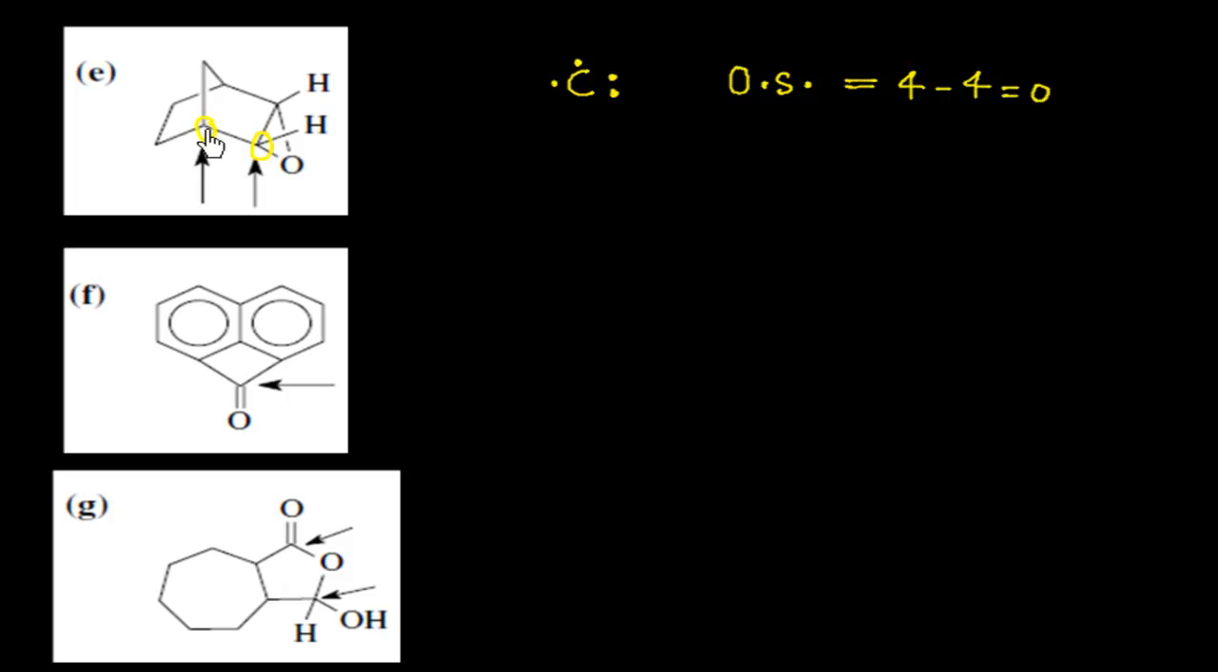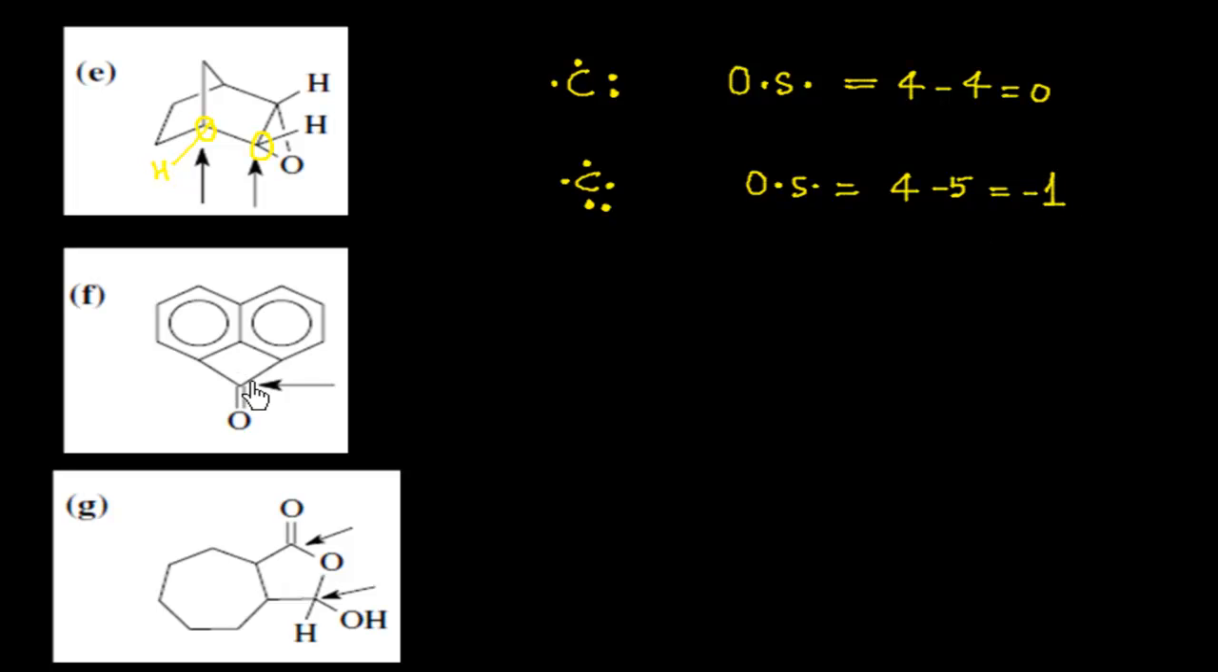Now let us say this carbon. Basically I have 4 bonds, a hydrogen is also here. So this carbon is attached to 1 carbon, 2 carbon, 3 carbon, and this side we have hydrogen, so 2 electrons. So oxidation state is 4 minus 5, that is minus 1.